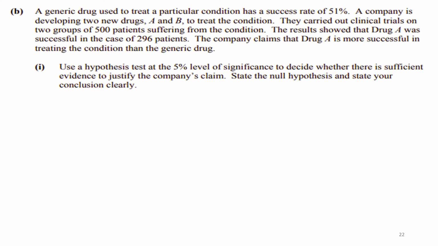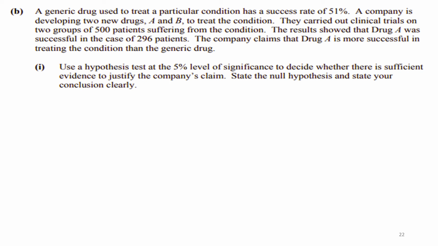So a generic drug used to treat a particular condition has a success rate of 51%. A company develops 2 new drugs, A and B, to treat the condition. They carried out clinical trials on 2 groups of 500 patients suffering from the condition. The results showed that drug A was successful in the case of 296 patients. The company claims that drug A is more successful in treating the condition than the generic drug.